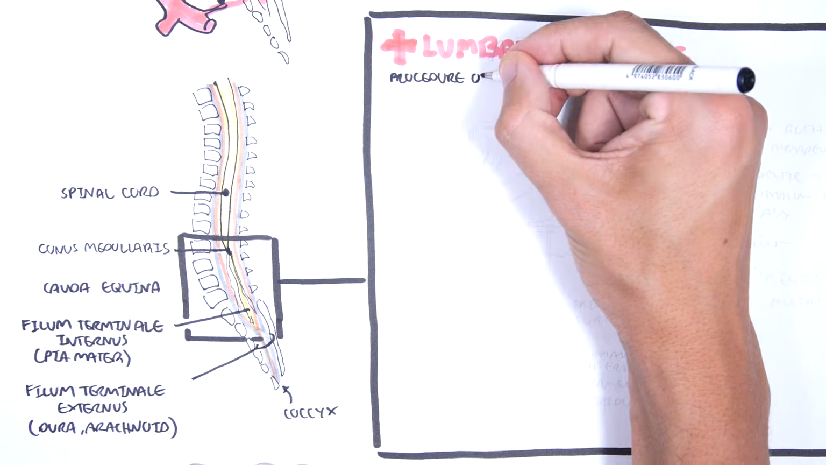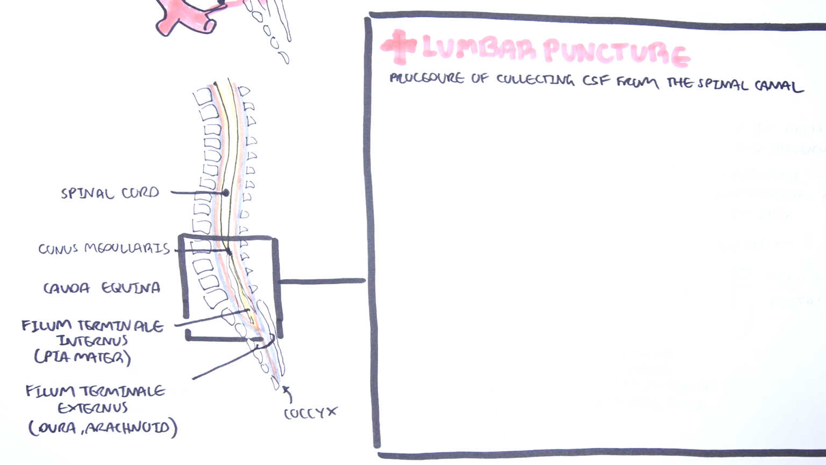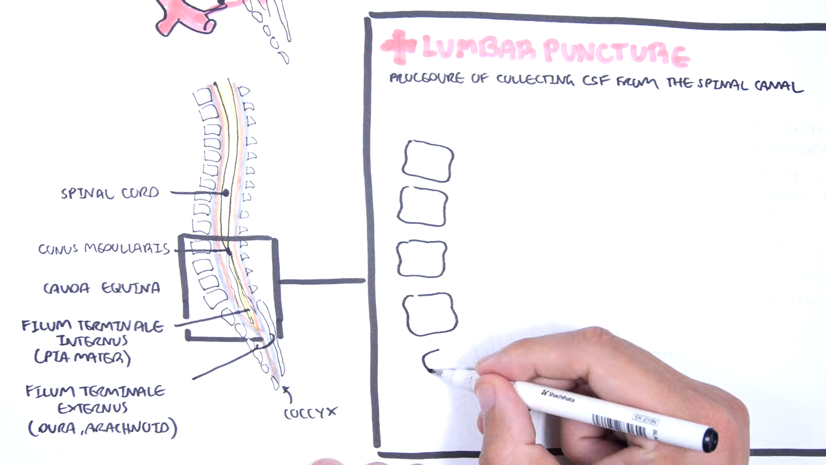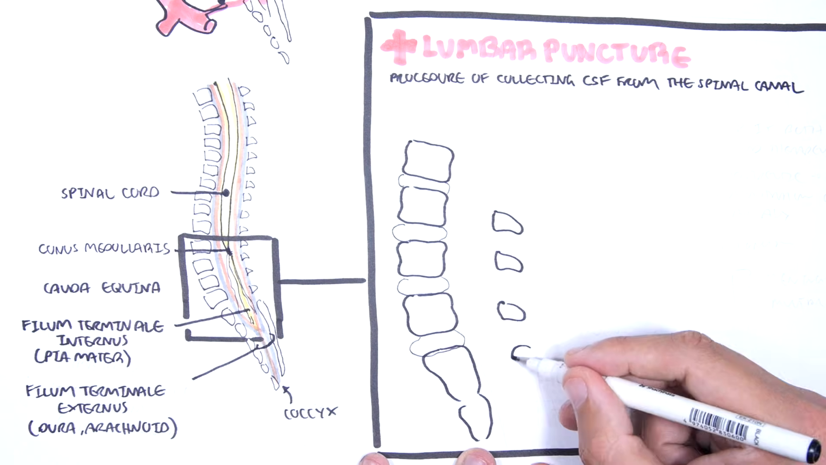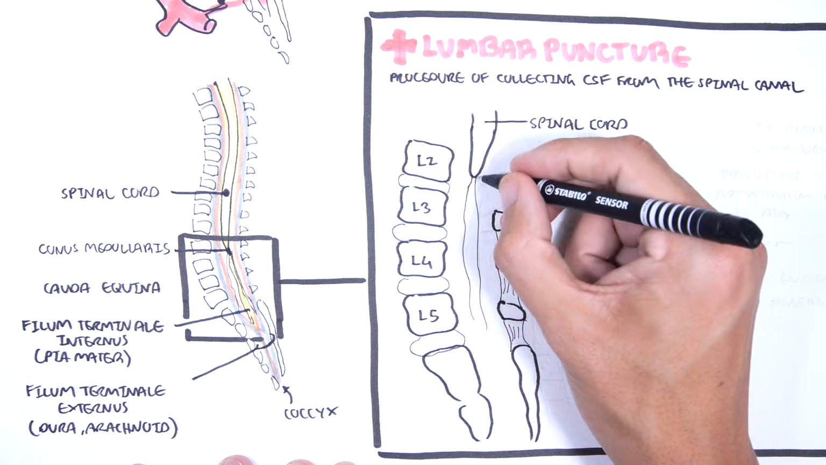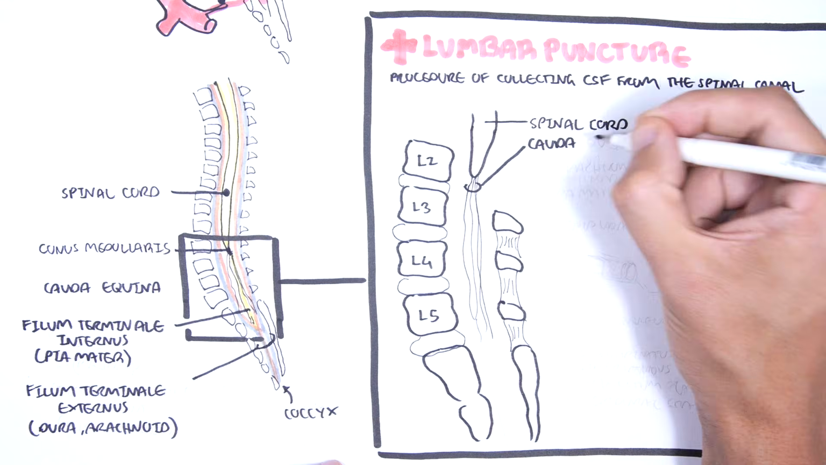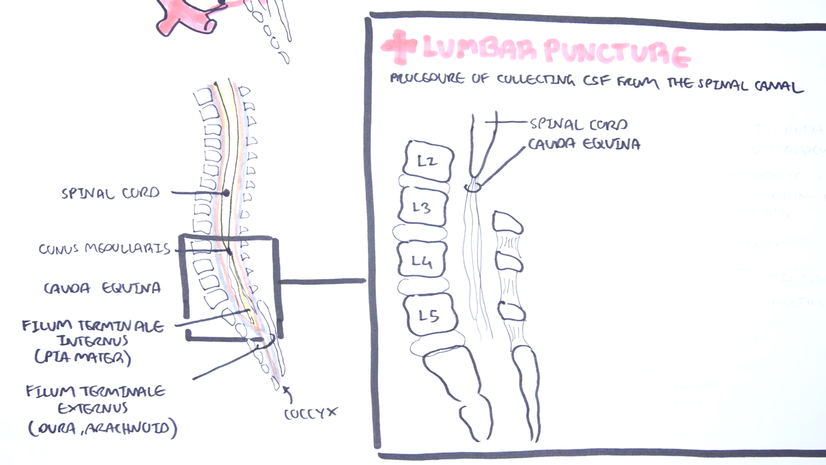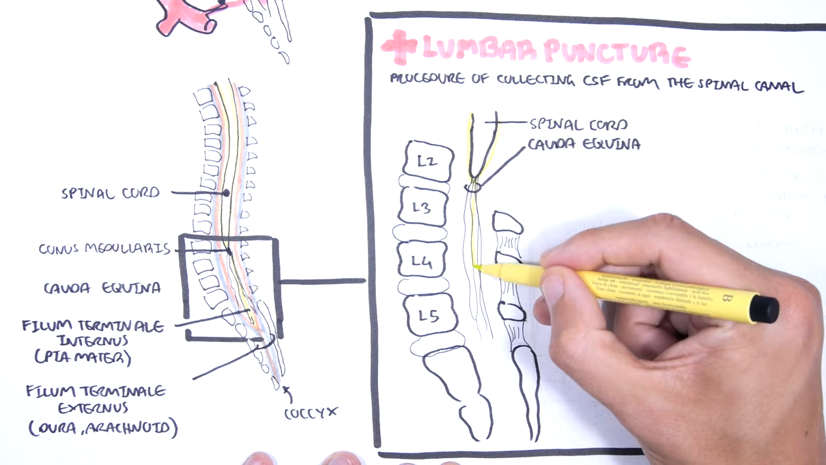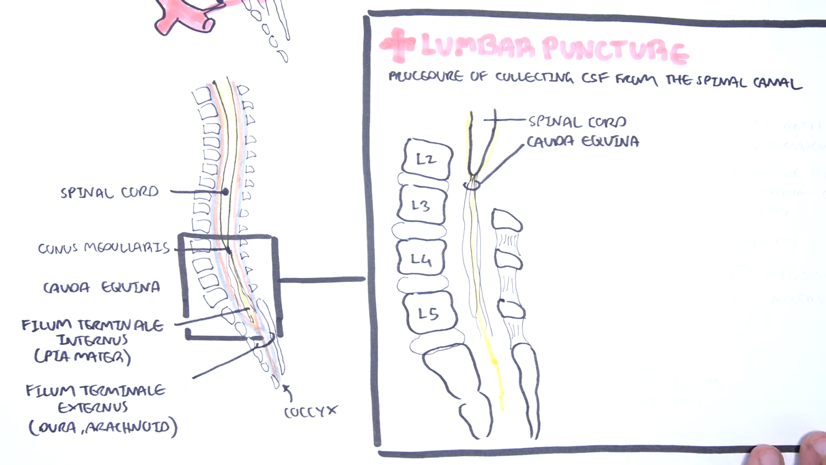A lumbar puncture is a procedure of collecting cerebrospinal fluid from the spinal canal. This is a zoomed section of the lumbar region, L2, L3, L4, and the L5 vertebra. The spinal cord ends again about the L2 vertebral level. Then you have the continuing cauda equina, the horse's tail. The pia mater ends and continues as the filum terminale internus inferiorly.